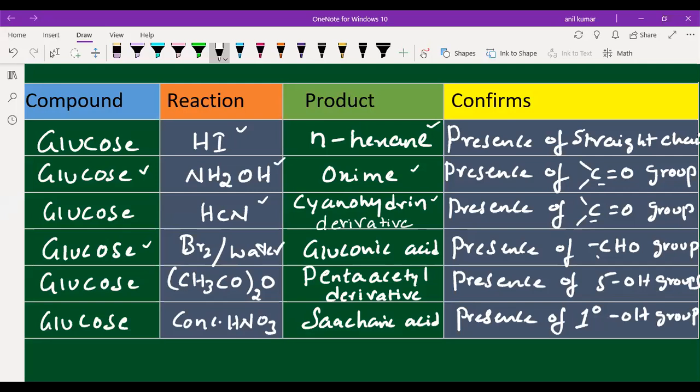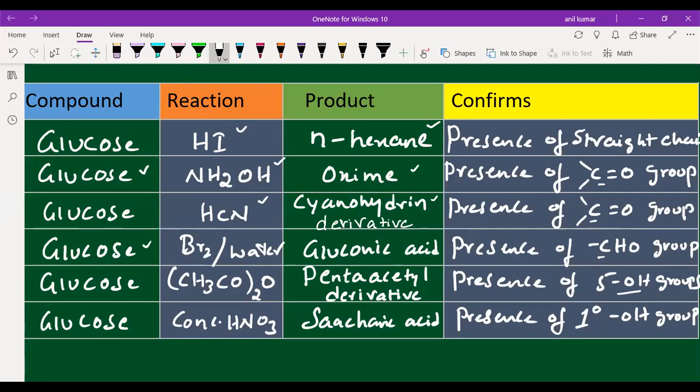Next, in the fifth row, you can see clearly that glucose is reacting with acetic anhydride. When glucose reacts with acetic anhydride, what is the product we are going to get? Pentaacetyl derivative. This pentaacetyl derivative formation confirms that glucose has 5 OH groups.